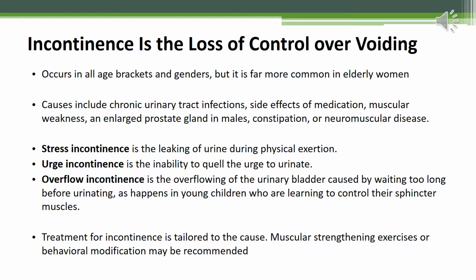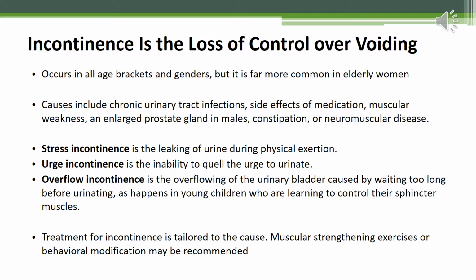And your book talks about 3 different types of incontinence. The first one is stress incontinence, and this is the leaking of urine during physical exertion. So this type of incontinence could occur when a person laughs so hard that they urinate themselves. Urge incontinence is the inability to quell the urge to urinate, and then overflow incontinence is the overflowing of the urinary bladder caused by waiting too long before urinating.